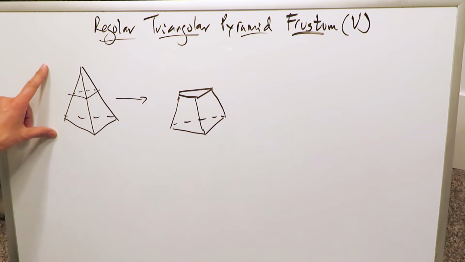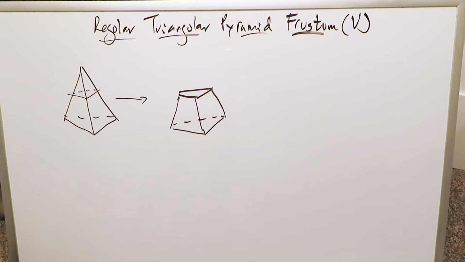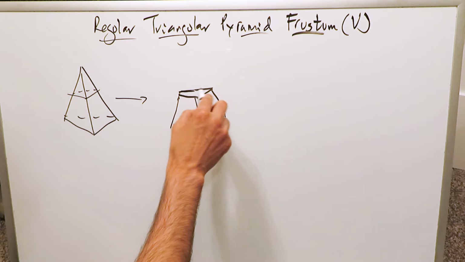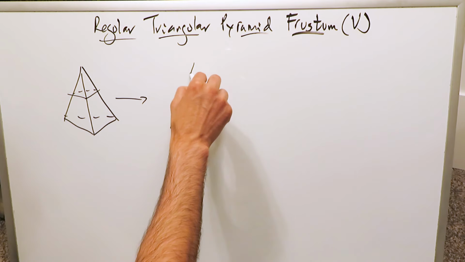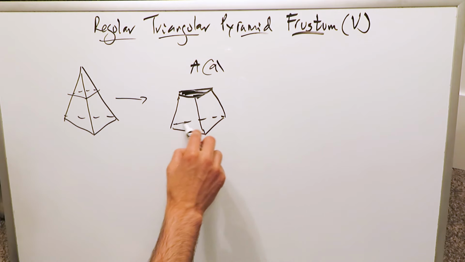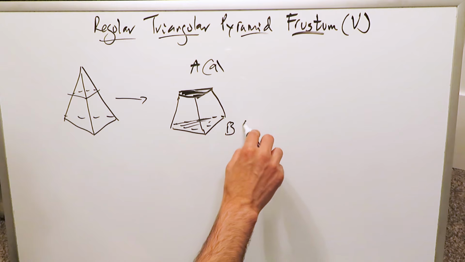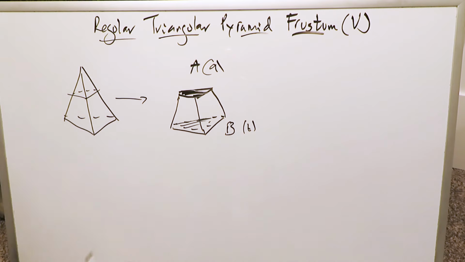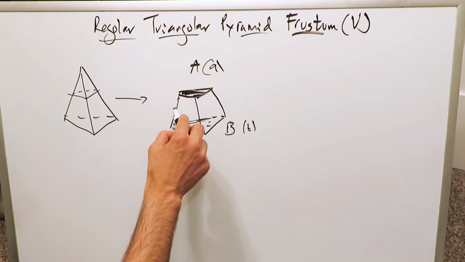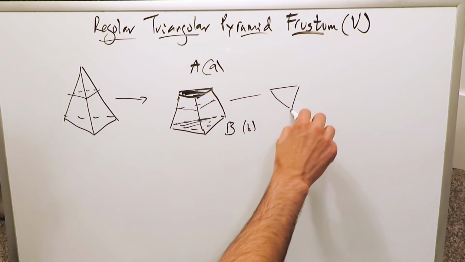Here's a complete regular triangular pyramid. We'll slice it off from the top and you'll end up with the frustum. At the very top you have a small triangle, we can call that capital A, which would have the sides a. Here on the bottom you have a larger triangle, we can call that capital B, and its sides can be designated with a lowercase b. In all instances, when you're taking slices over here, there will always be an equilateral triangle.